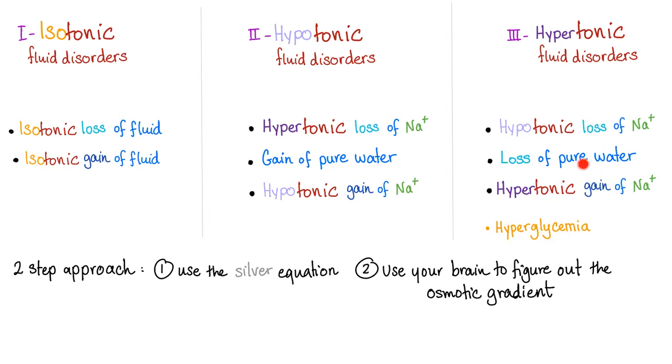We have 9 fluid disorders and we're going to classify them into 3 broad categories: isotonic fluid disorders, hypotonic fluid disorders, and hypertonic fluid disorders. Isotonic fluid disorders just means that the tonicity of your plasma is normal. It's around 290. Hypotonic means the plasma osmolality is low. Hypertonic means the plasma osmolality is high. In order to try to figure out each of these disorders, we have to use the two-step approach. Step 1, use the Silver equation. Step 2, use your brain to figure out the direction of the osmotic gradient from ECF to ICF or from ICF to ECF or neither.